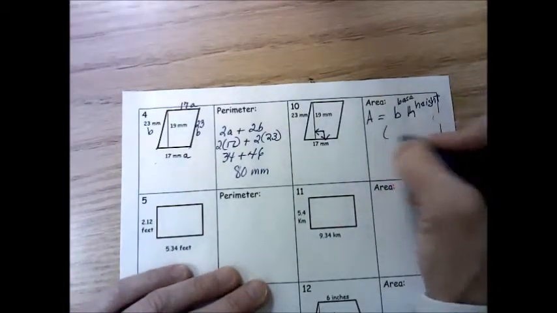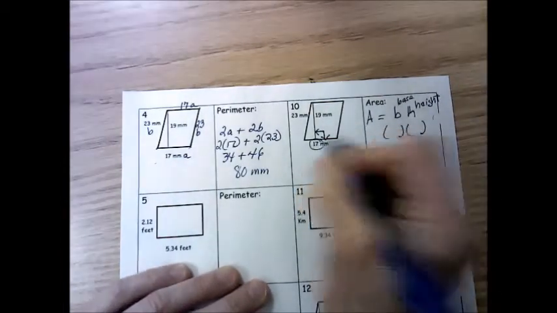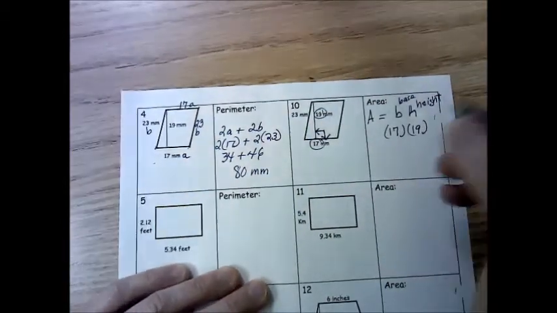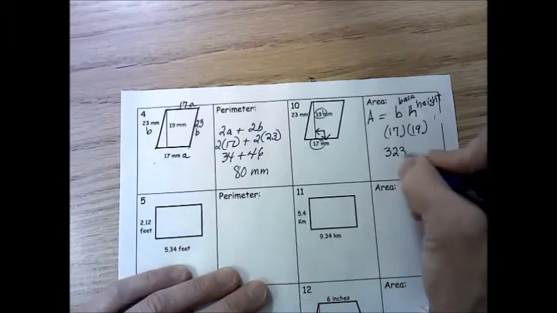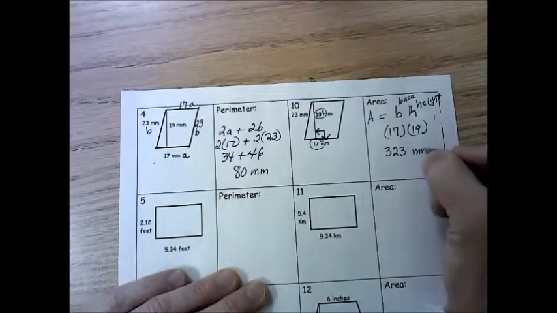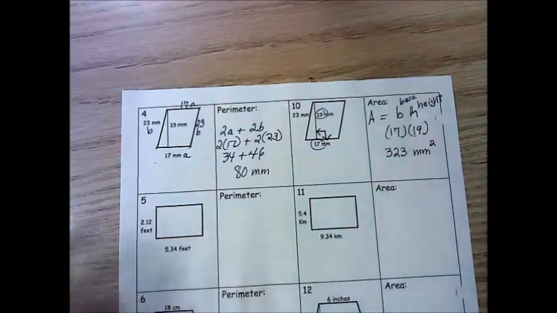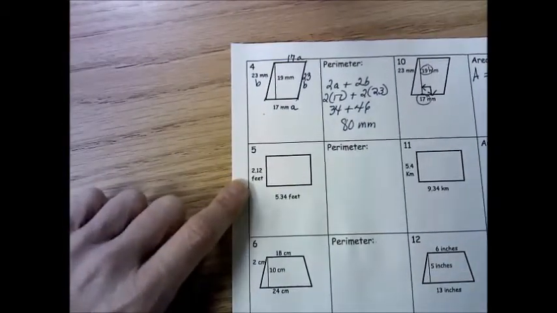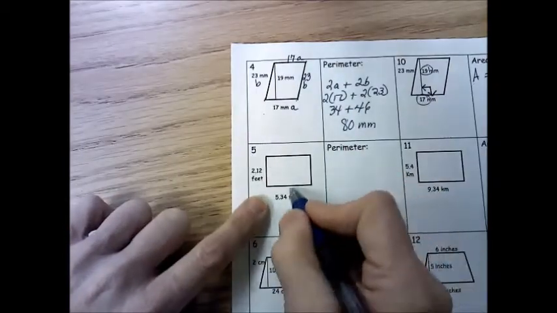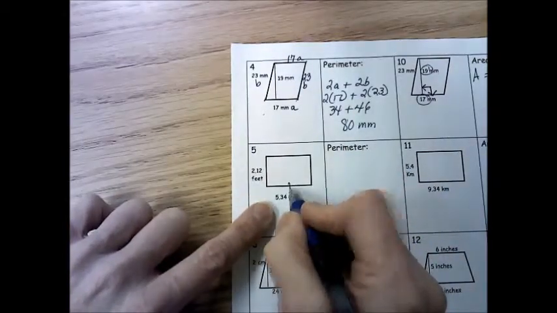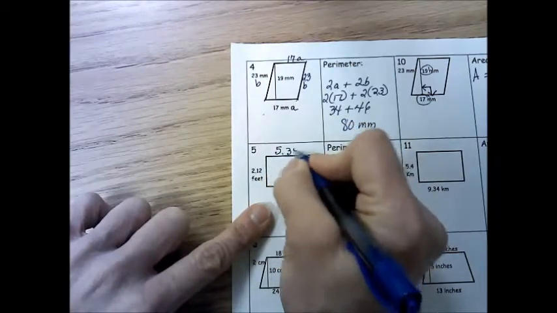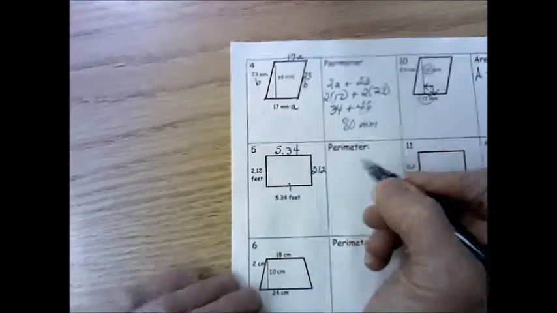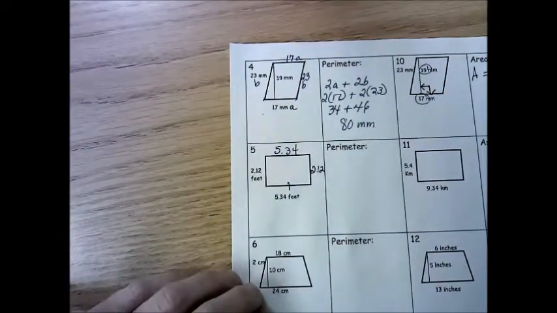And so if we substitute our values here, we see that the base was 17 and the height was 19. And when we multiply those numbers out, we get 323 millimeters squared. All right, our next two-dimensional shape here is a rectangle. And so again, if it's 5.34 feet on the bottom, it's 5.34 on the top, and the right side then would be 2.12 feet, since the left side is.